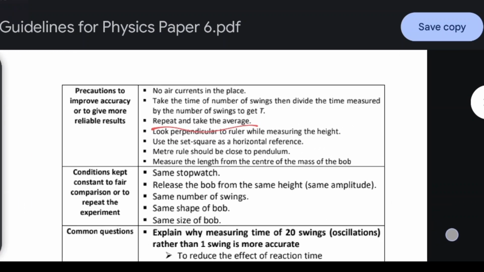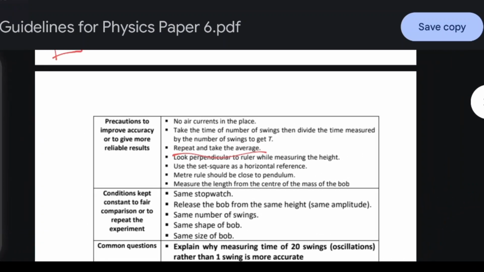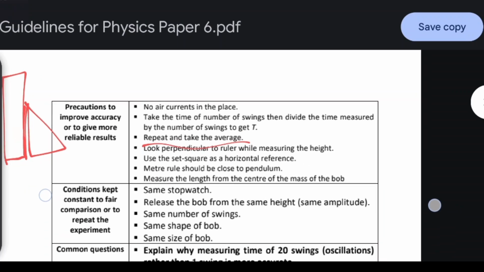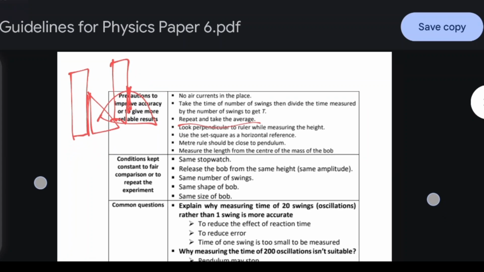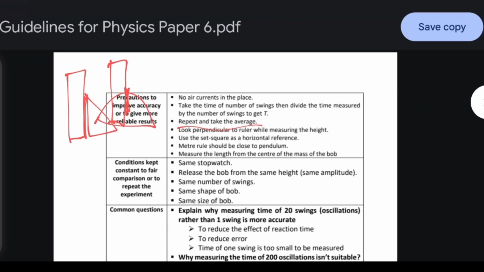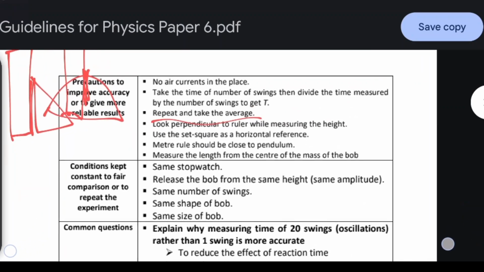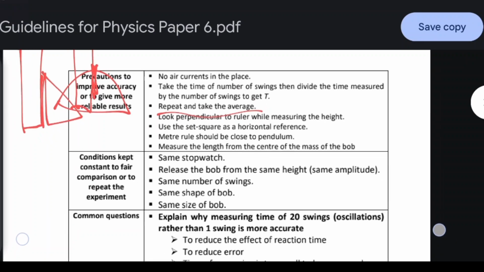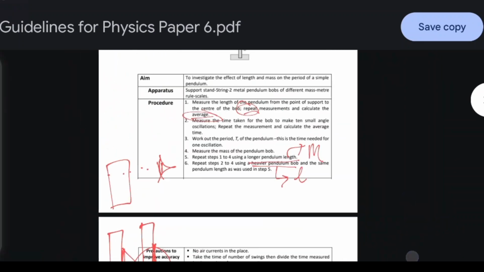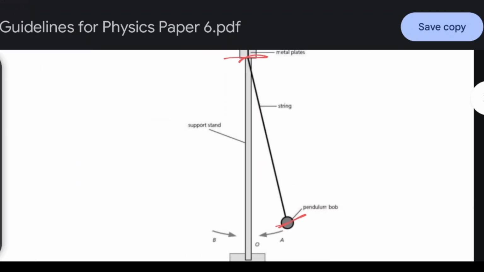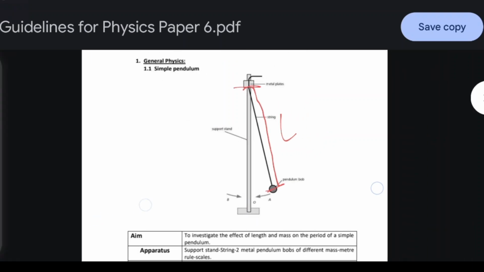Use a set square as a horizontal reference. You will keep it against the ruler to check if it's vertical. Also, you can use a protractor as well, and the 90-degree edge of the protractor should coincide with the vertical edge of the rule. Now, the meter rule should be close to the pendulum. Of course, if it's far apart, how are we going to read it? Then measure the length from the center of mass of the bob, like I showed you before. This is the length we'll be measuring, from the support to the center of mass of the bob. L.